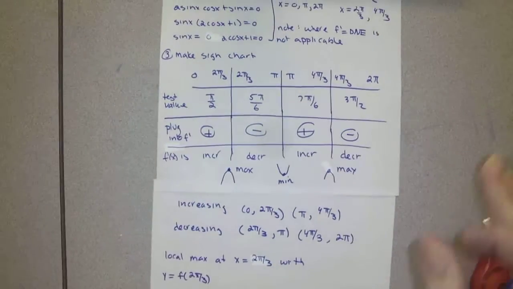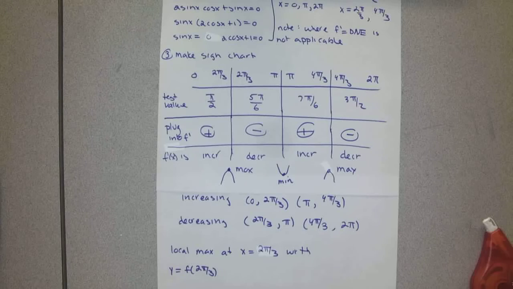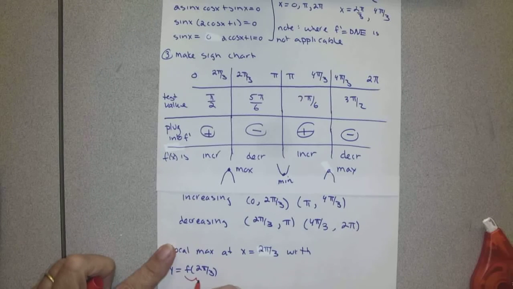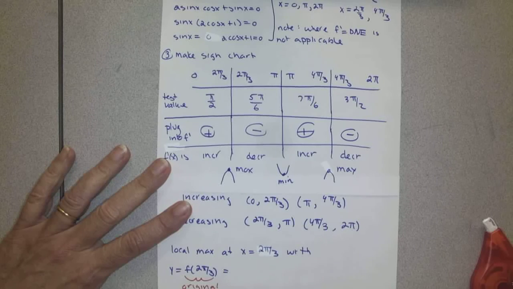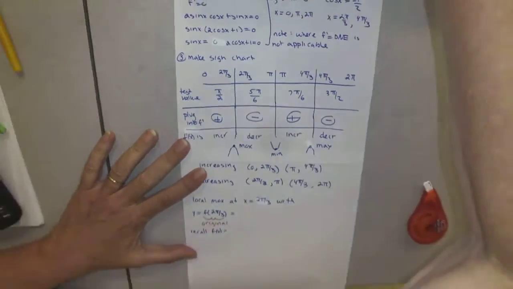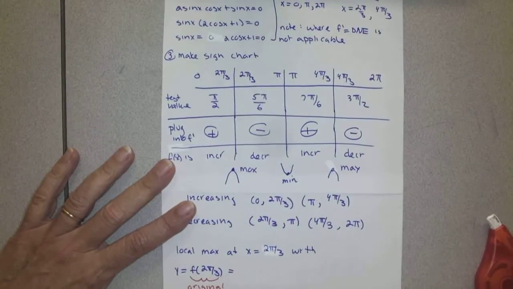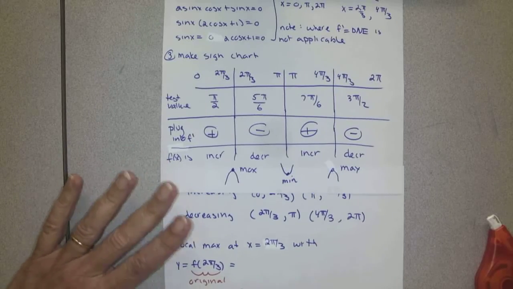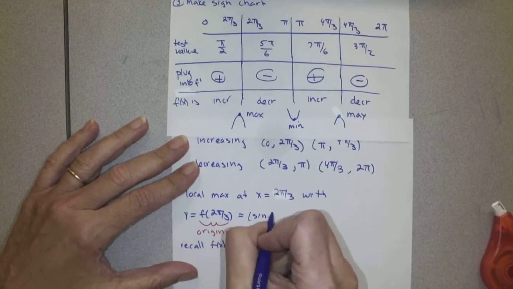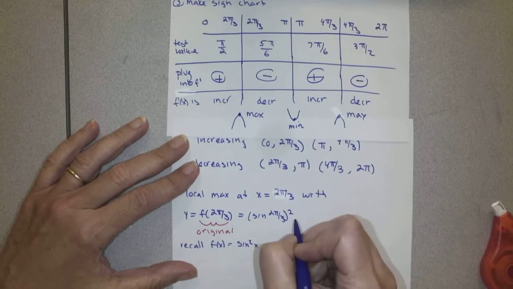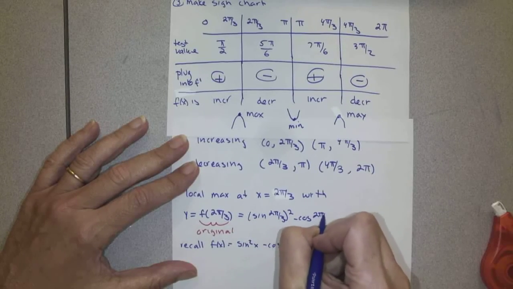Go out a little bit. Y values always, always, always come from the original function. And so, let's put a little recall here, the original function was f of x equal sine squared x minus cosine x. So my y coordinate here is going to be sine of 2 pi over 3 squared minus cosine of 2 pi over 3.